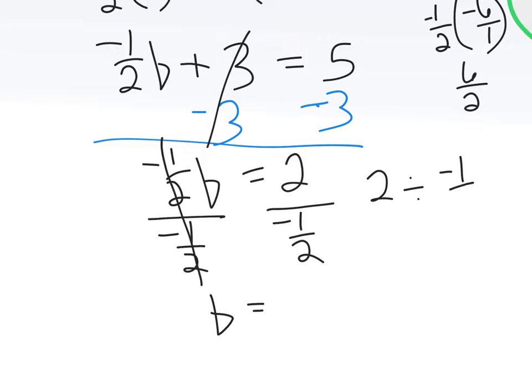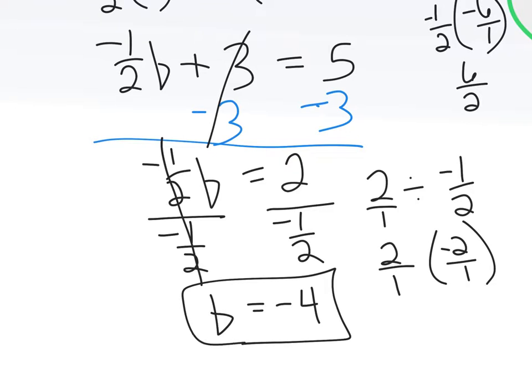Alright, when we do that, if we were not using a calculator here, we'd want to work it out like this. Keep change reciprocal. The negative sign can go either spot when you do that. And so that would end up being negative 4. If you had a calculator option, you could just do 2 divided by negative 5/10, and then that would actually give you that answer as well.